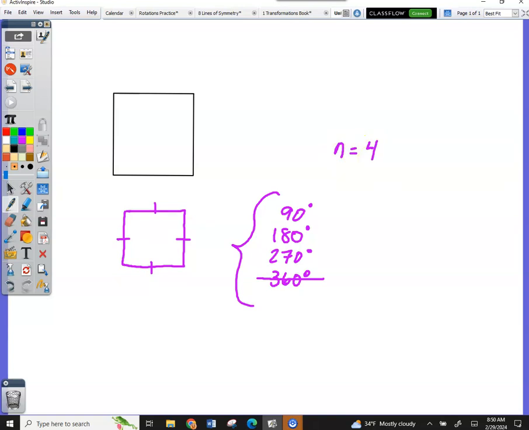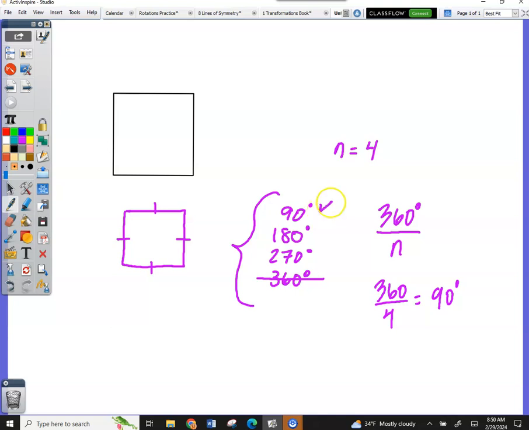In this case, we had 4. How many degrees is in a full rotation? 360. What could I have done? There it is. I could have taken the full rotation that every shape has, and I can divide by the number of sides that are equal. And it will give me, in this case, 360 divided by 4. I get 90. It's going to give me the increments of my rotational symmetry.